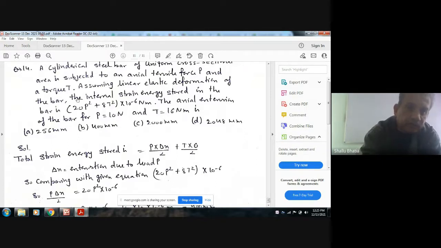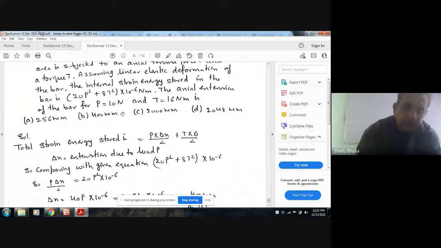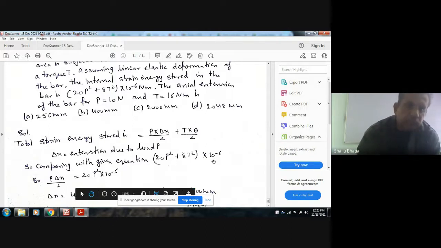Okay, so we'll consider this part 12 P square into 10 to the minus 6, and we will find the strain energy due to load P and equate it to this 20 P square into 10 to the minus 6. Now the strain energy due to this axial loading is P into del x by 2. Now P into del x by 2 is 1/20 P square into 10 to the minus 6. So P will cancel out.